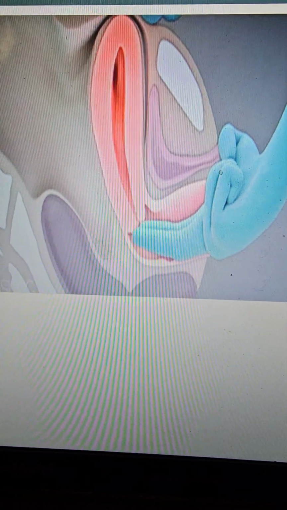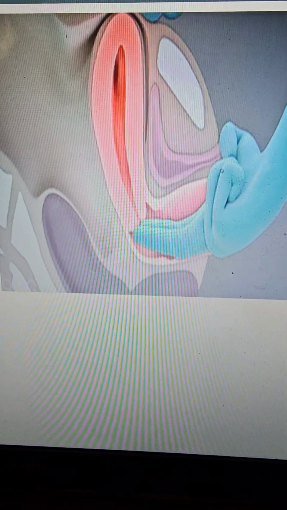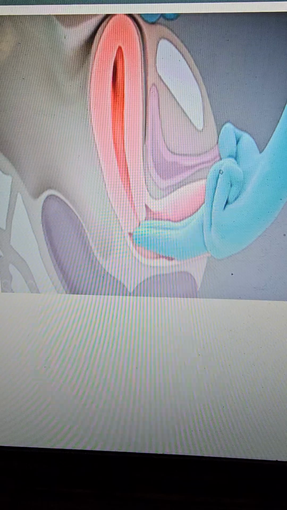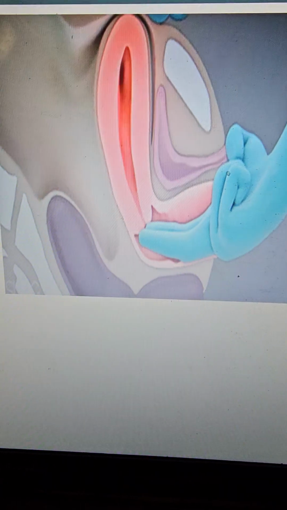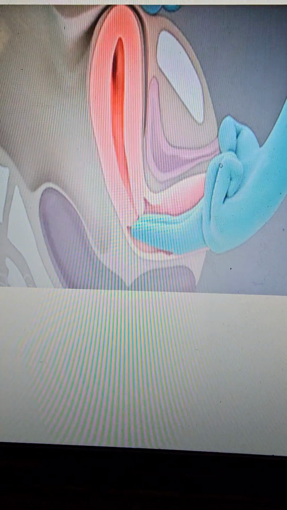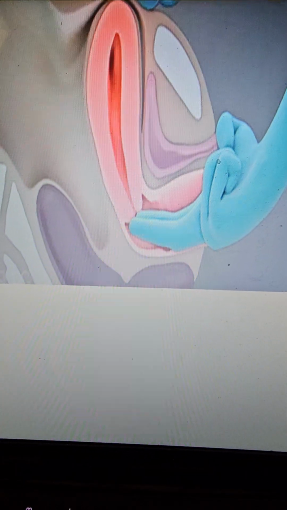Withdraw the two fingers a little bit and try to palpate, with the help of the thumb, the Bartholin gland in the labia majora at 5 and 7 o'clock. Normally it is not felt.